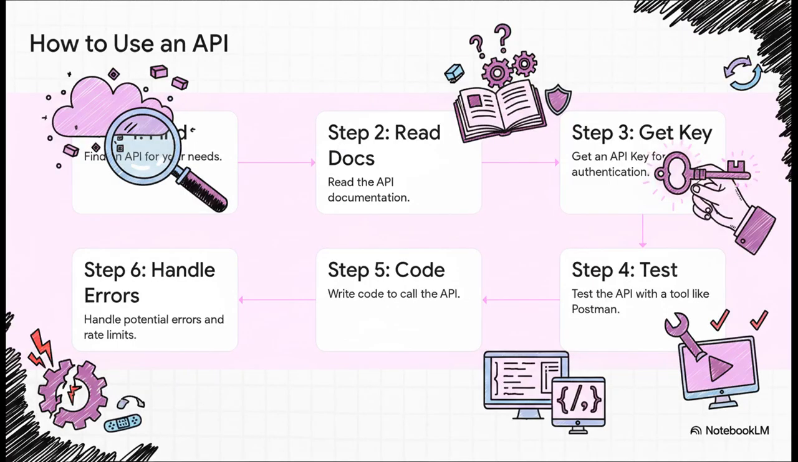First, you find an API that has the data you want. Then, and this is probably the most important step, you actually read the documentation to learn the rules. After that, you'll usually need an API key to prove who you are. Then you test it out, write the code to plug it into your project, and finally, you build in some safeguards to handle any errors that might pop up.